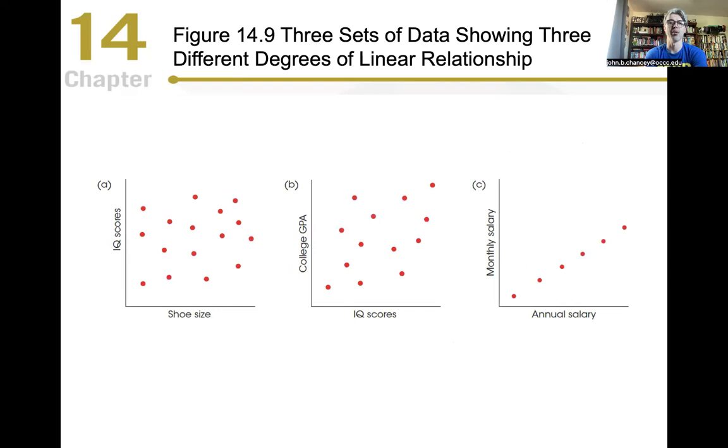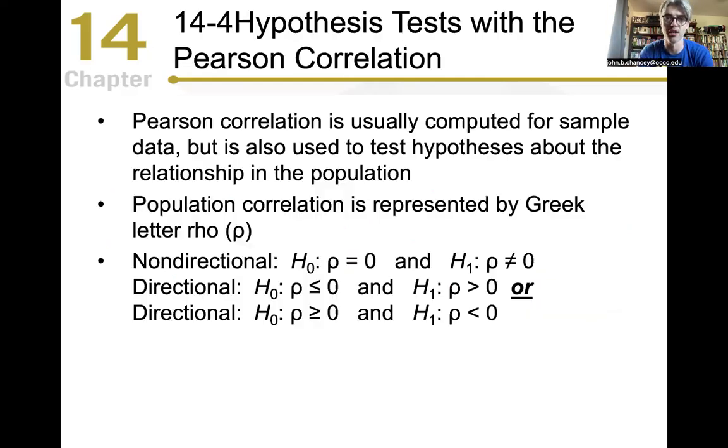Here are some examples of linear relationships, three different data sets, and you can clearly see how some are related and some are not. Like IQ scores and shoe size, really no relationship there. IQ scores and college GPA, yeah, there's some kind of relationship there. Not perfect, obviously, but having a higher IQ is a pretty good predictor of doing well in college. Not the end all be all, but it's a good place to start from. And then annual salary perfectly correlates with your monthly salary. Over 12 months, that's going to give you that kind of perfect linear trend.